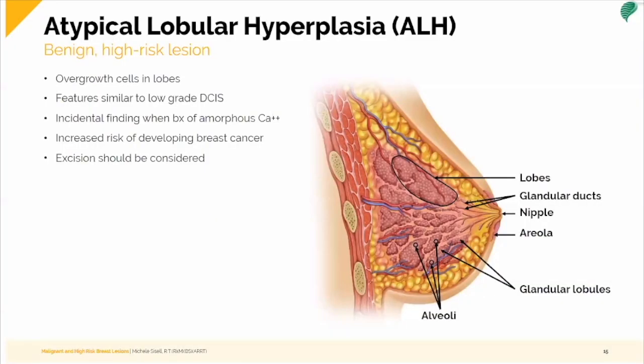And then we talk about atypical lobular hyperplasia, or ALH. This is a benign, high-risk lesion with abnormal overgrowth of cells in the lining of the lobes. ALH also has features similar to low-grade DCIS, and it typically is found in biopsies of another suspicious finding, such as amorphous calcifications, just as we talked about before. Because of the increased risk of developing breast cancer, again, surgical excision is recommended.